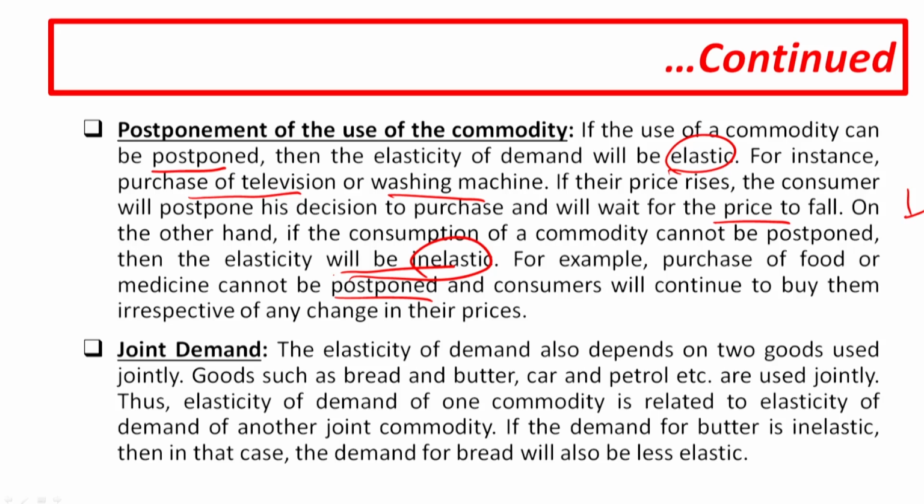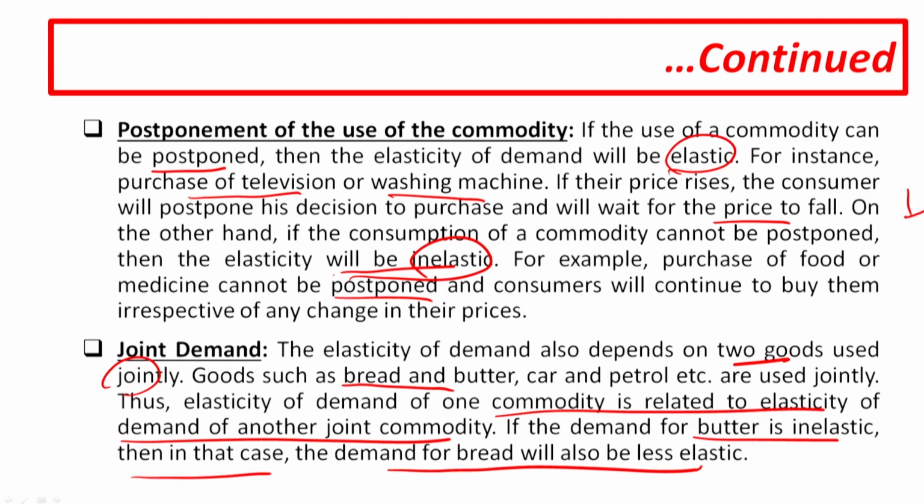The next point, that is joint demand. The elasticity of demand also depends on two goods used jointly. Goods such as bread and butter, car and petrol can be termed as joint demand, which are used jointly. Thus, the elasticity of demand of one commodity is related to the elasticity of demand for another commodity. If the demand for butter is inelastic, then in that case the demand for bread will also be less elastic.